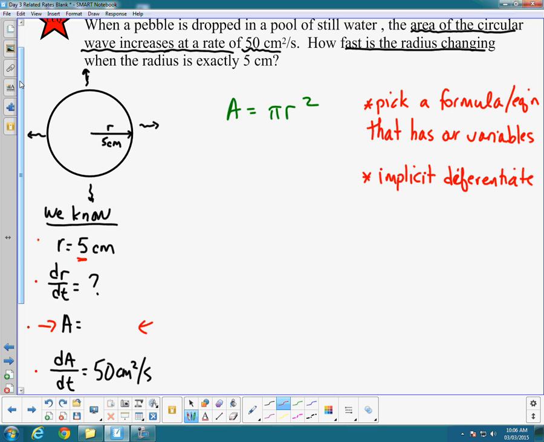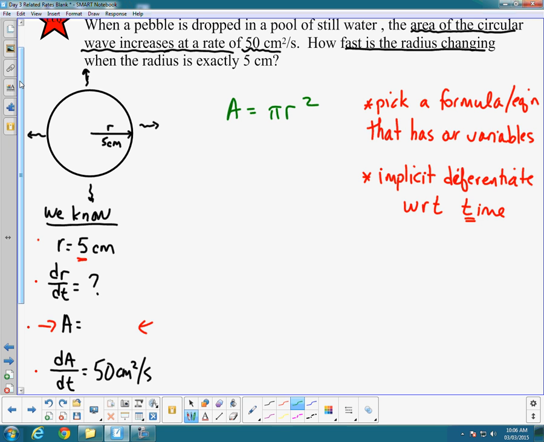We're going to implicitly differentiate with respect to time, because we want how each of the variables is changing with respect to time. I don't care that there's no t in the equation. I'm going to differentiate with respect to time.